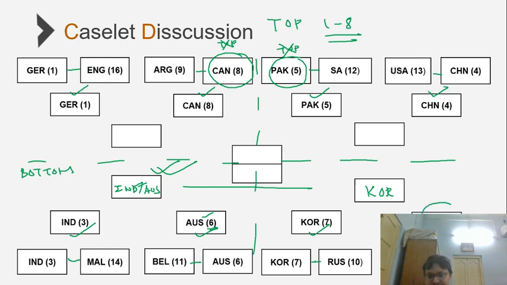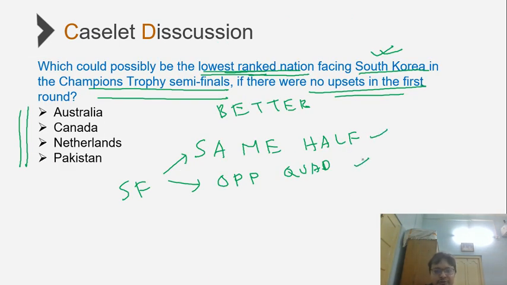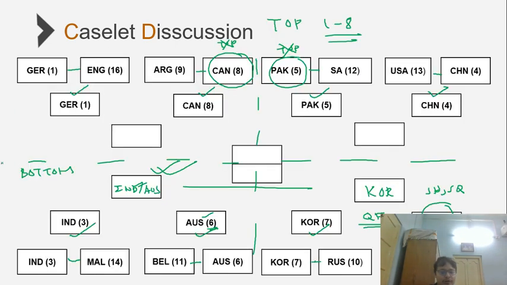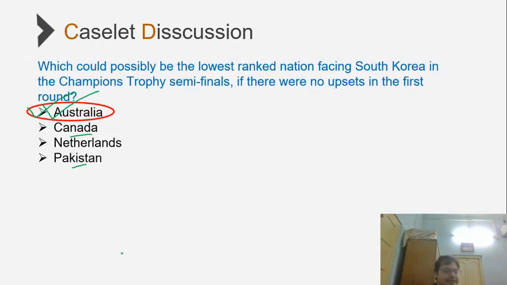Netherlands is from the same half, but Netherlands is also from the same quadrant. If you're from the same quadrant, you can at max clash in the quarter finals. But in the semi-finals, only one team from the quadrant will go. So in the semi-finals, you'll be playing a team from the same half but opposite quadrant. The moment you eliminate these three options, you would be left with only Australia as your option. Australia is the only team among the four options which belongs to the same half, opposite quadrant. So the answer to the question is indeed option A, that is Australia.